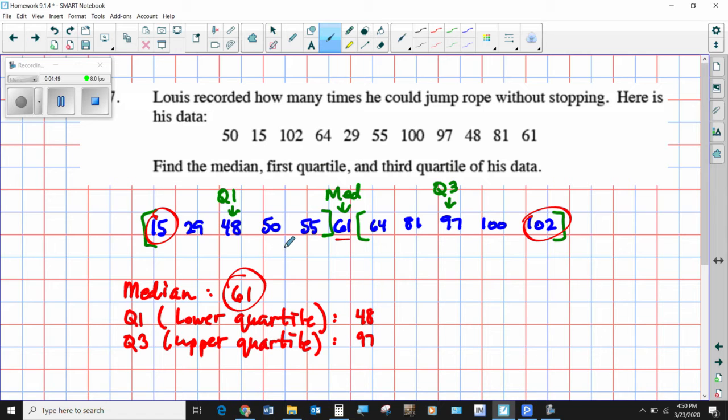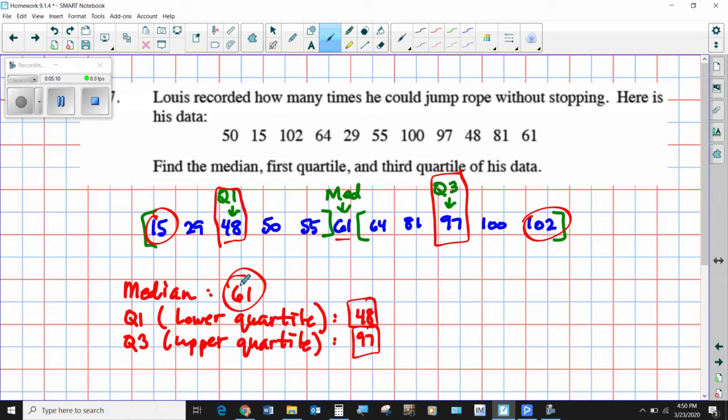Those are the medians of the lower and upper half of your data. So we take every number that's less than your median, and there's 1, 2, 3, 4, 5 of them. So our first quartile has to be 48. And then the same thing happens here. You've got 97 in the middle of those 5 numbers, so the third quartile will be 97.